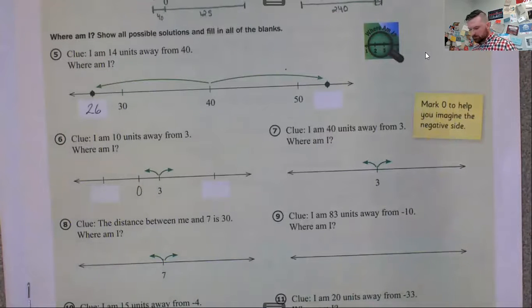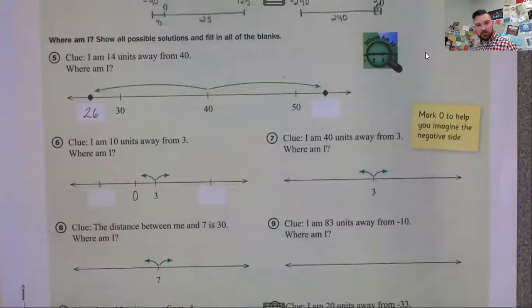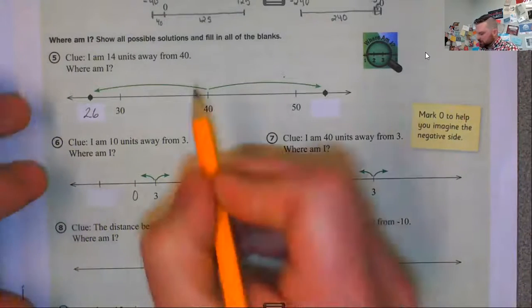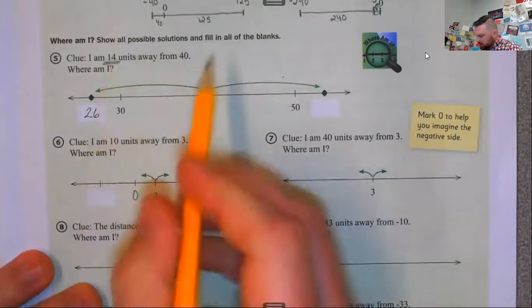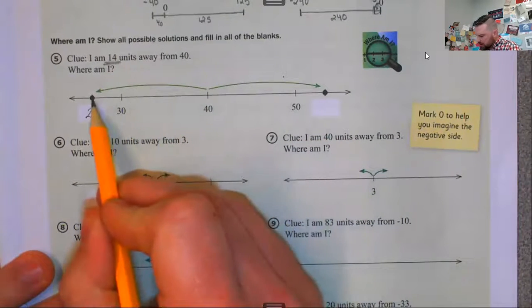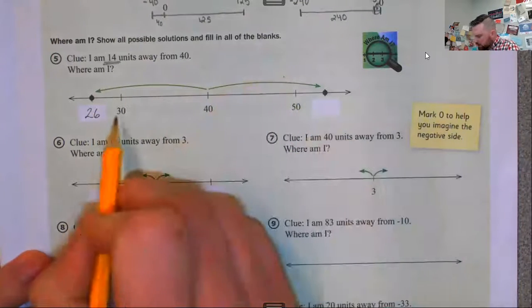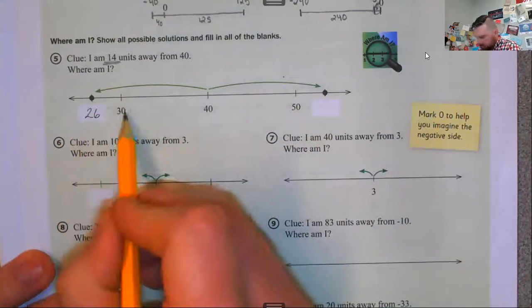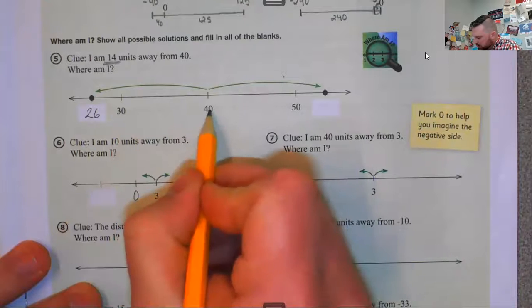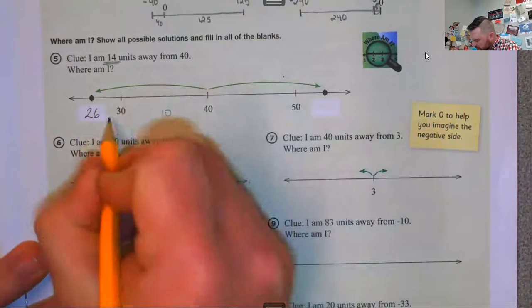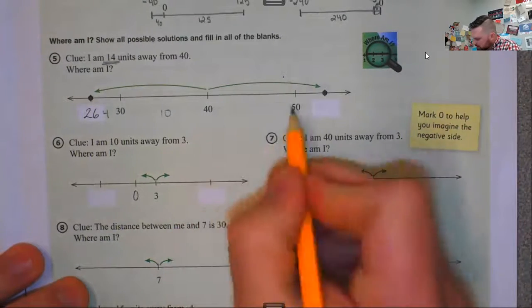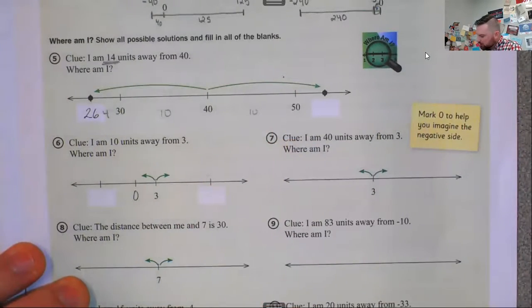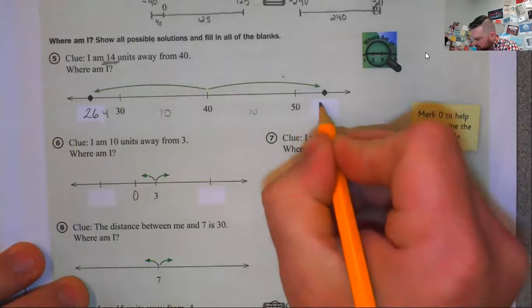Number 5, where am I? Show all possible solutions, so a range of values, and fill in the blanks. Clue, I am 14 units away from 40. Okay, so they put a 40 here, and we have to go 14 units away. So that's 14 units to the left and 14 units to the right. Well, they got our 14 units here, and they put 30 here because we know from 40 to 30 is 10, and then you just have to subtract 4 more for a total of 14. So here, 40 to 50 is 10, and you need to go 4 more past that, so here you have 54.